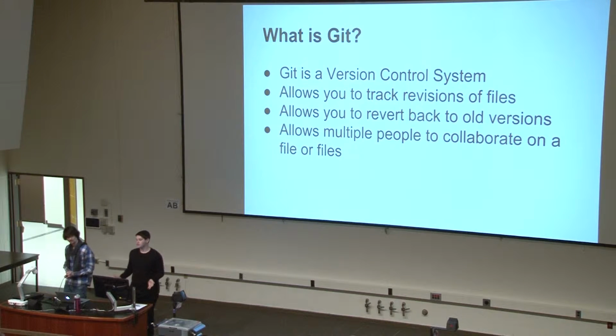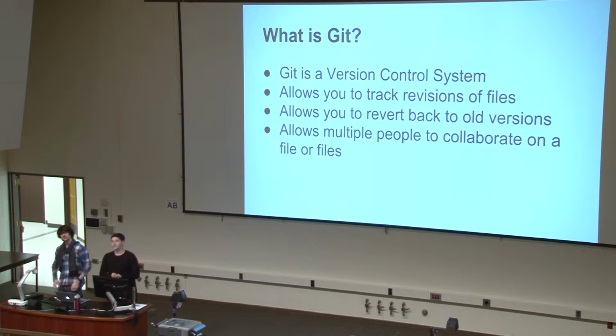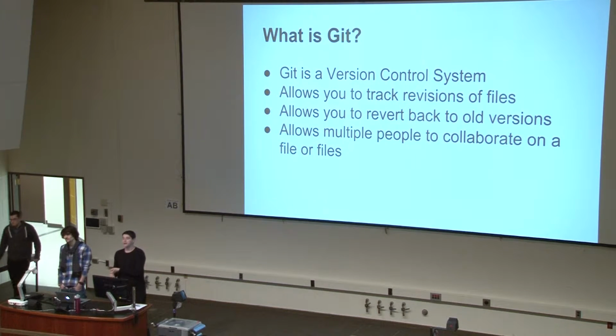So, you may be asking yourself, so Justin, what is Git? Git is a version control system. There are quite a few of them out there. There's Git, Mercurial, there's SVN, there's a lot of different options. And basically what it allows is it allows you to track revisions of files. It allows you to revert back to older versions in case you screw up with your current version. And it also allows multiple people to collaborate on a single file or even multiple files at the same time without issue.